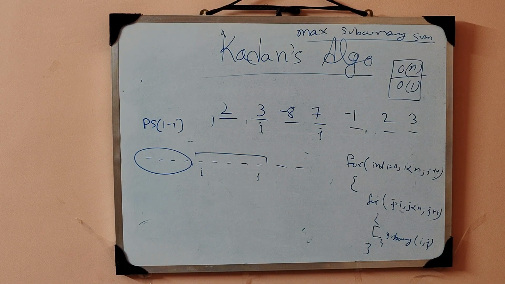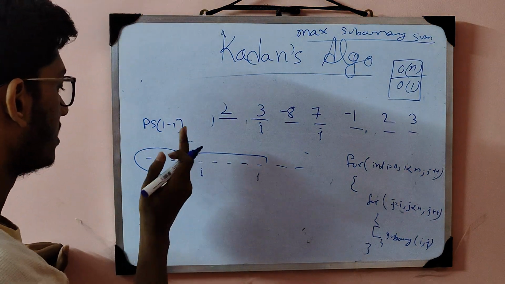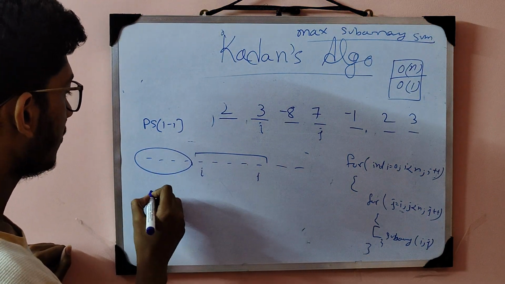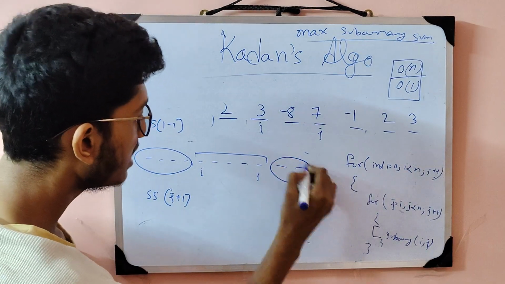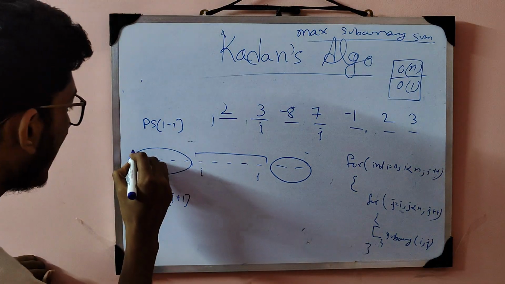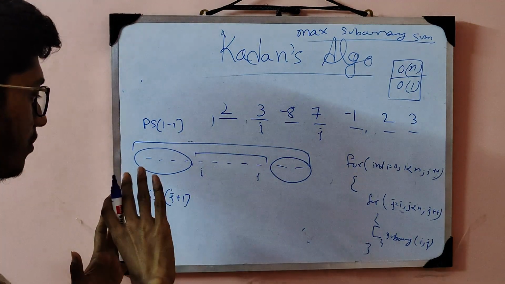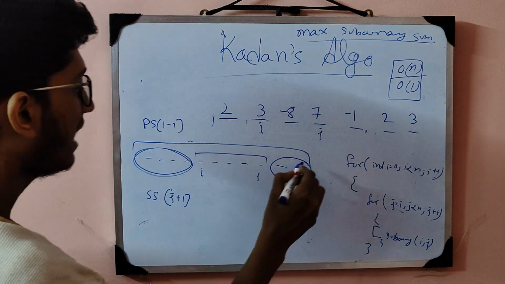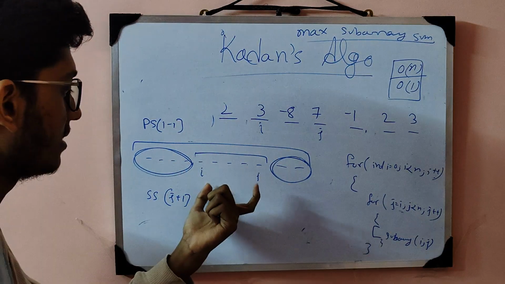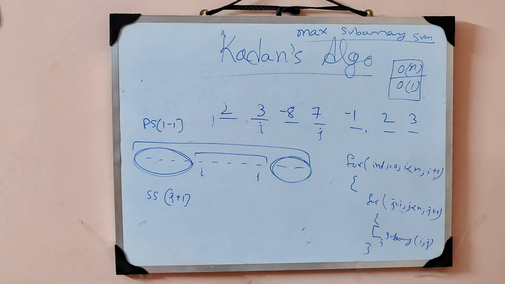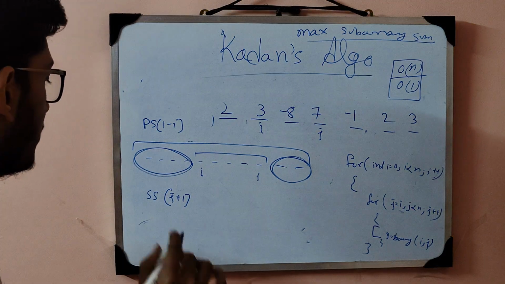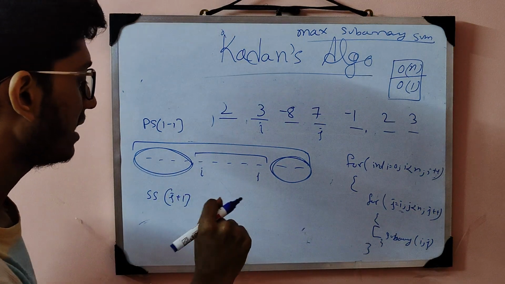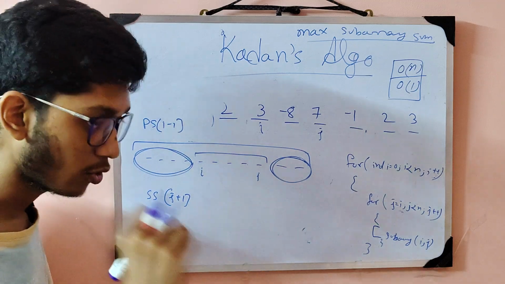Okay, battery is pretty low. Prefix sum of I minus 1 contains the sum up till this much. And what does suffix sum of J plus 1 contain? Suffix sum contains the sum up till this one. So from the whole array sum, if I subtract this part and this part, I can get this subarray sum. And using the concept of prefix sum and suffix sum, you can get the sum of a subarray in constant time complexity.